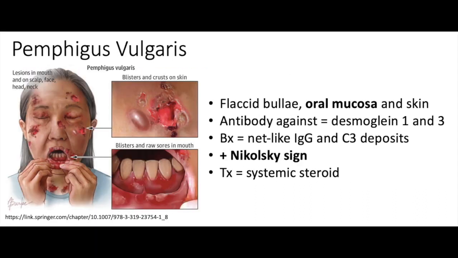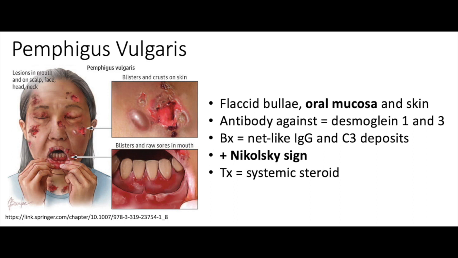Next, we have Pemphigus Vulgaris. This will be flaccid bullae, and it's important to remember that it will affect the oral mucosa as well. You'll have anti-desmosome antibodies and antibodies against desmoglein 1 and 3. When you do a biopsy with immunofluorescence, you're going to see net-like IgG and C3 deposits.